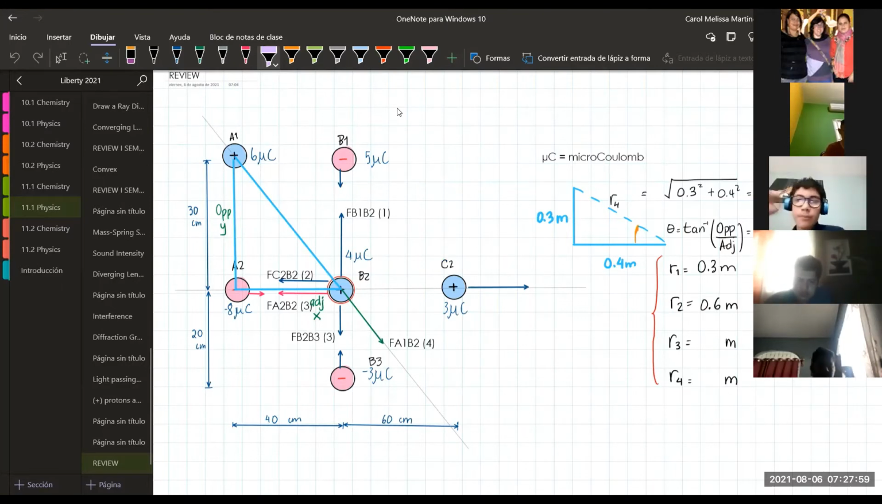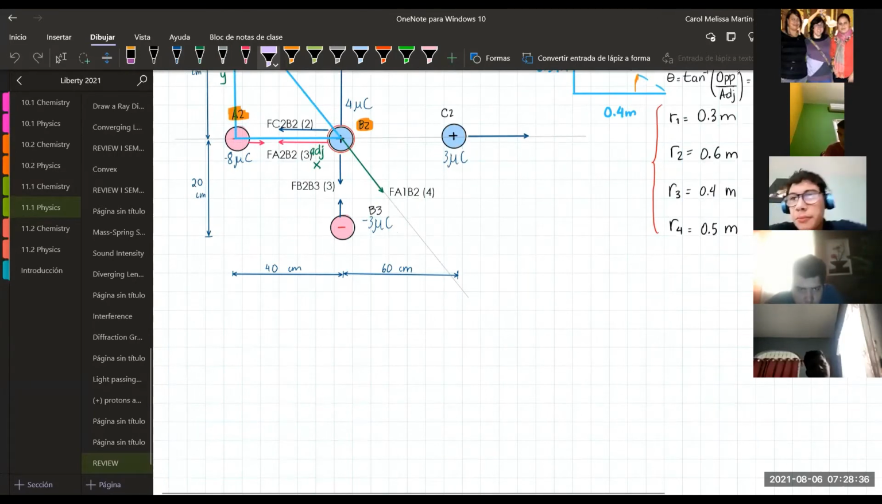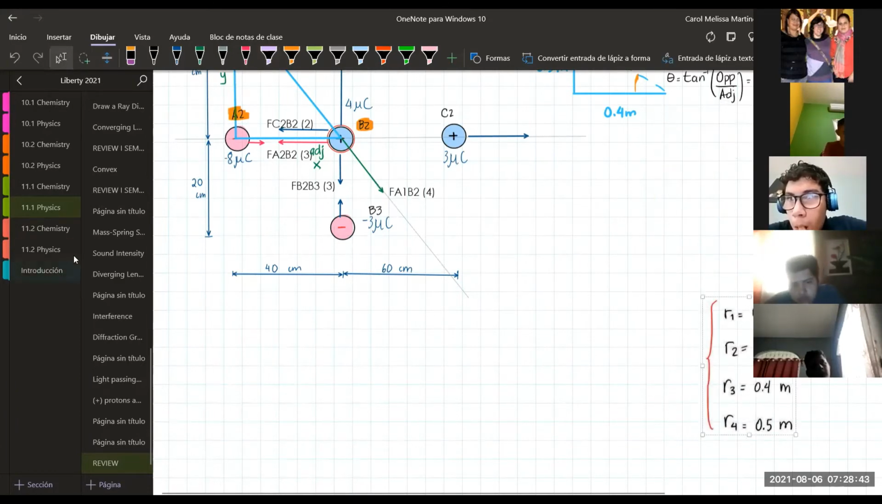0.6. Now the distance 3, it says, is between A2 and B2. What distance do I have over there? And R4 is the hypotenuse that I just got, and it is 0.5 meters. If I have my distances written like this, I should be able to calculate my forces again in an organized manner.